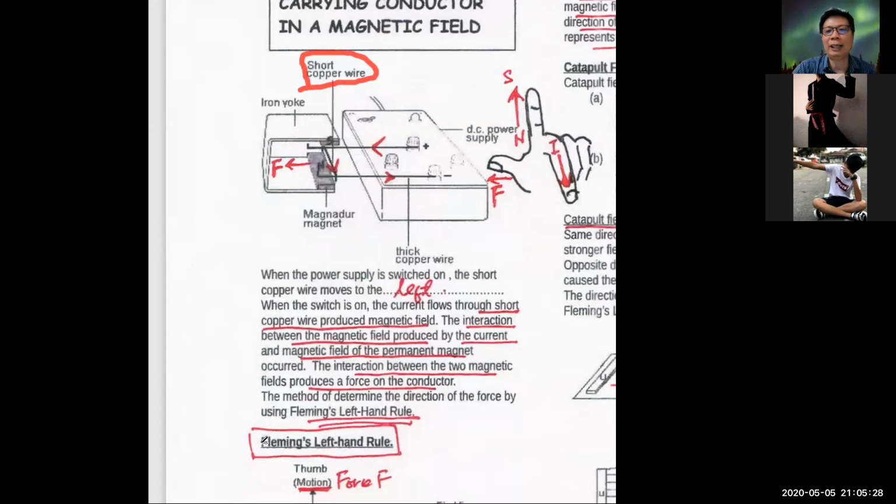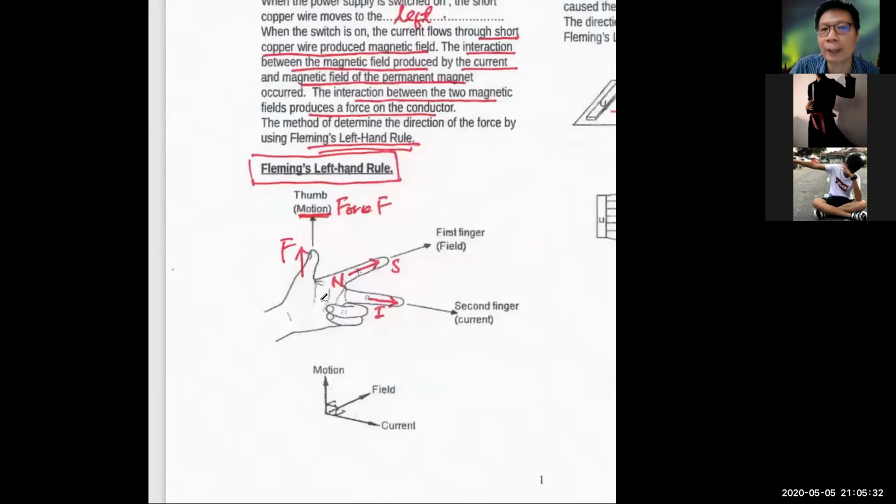Okay, Fleming's left-hand rule. You look at the pictures. Use your left hand. Why is it named after Fleming? Because Fleming identified this method and used his hand to tell the world, so we use his name to remember him. Fleming's left-hand rule.